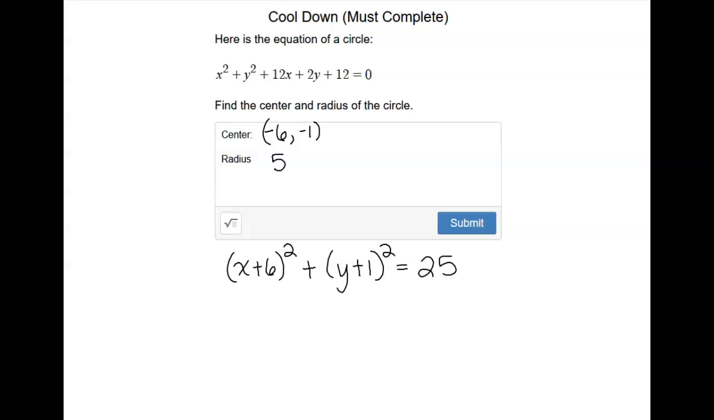All right, so the center should be -6, -1, and the radius should be 5. Now I've written this as 25, but you can also write that as 5 squared. So this would be the equation of our circle. From that we can get our center, change the sign, and our radius, just the number.